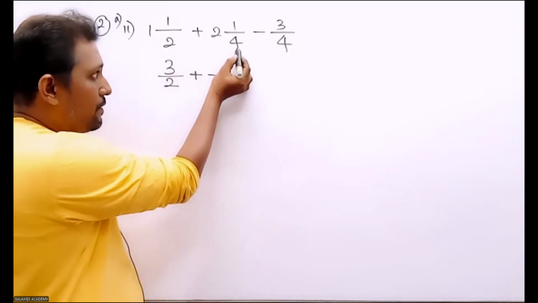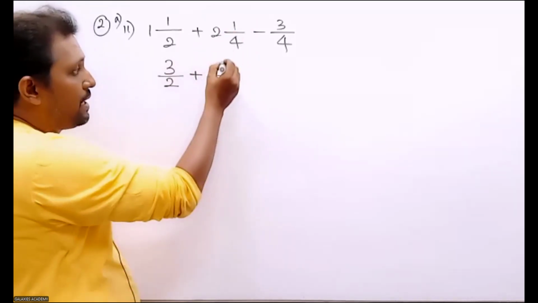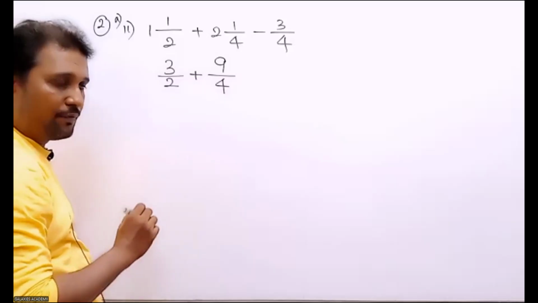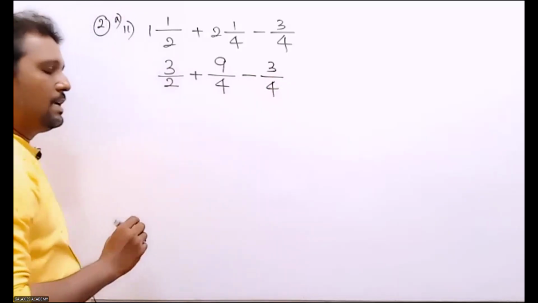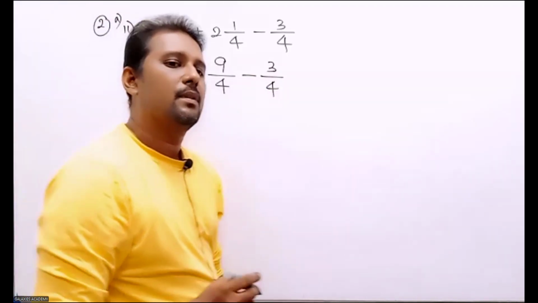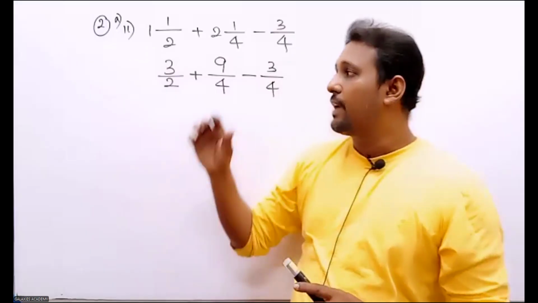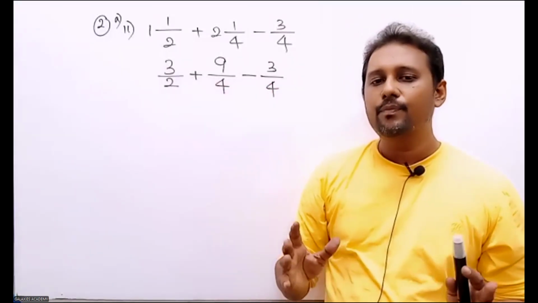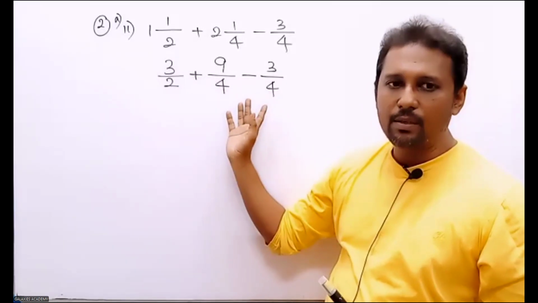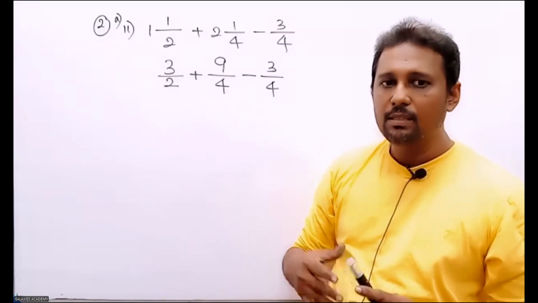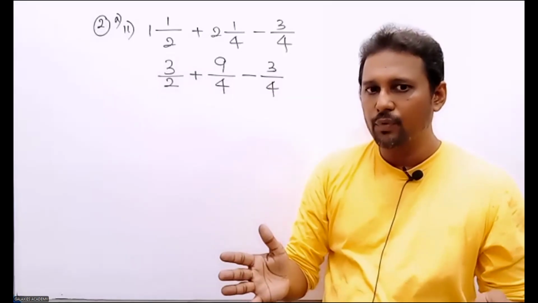Also, I will convert this mixed number into an improper fraction. 4 times 2, 9. Sorry, 4 times 2, 8. 8 plus 1, 9. 9 over 4. And this is a normal fraction, no? 3 over 4. Then also you have to remember, if you want to subtract or add fractions, the denominators should be the same value. But these are not the same values, no? So you can convert all these fraction denominators into the same value. What is the suitable common value for these denominators?